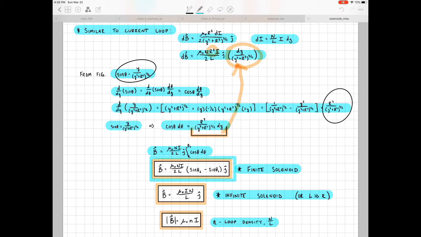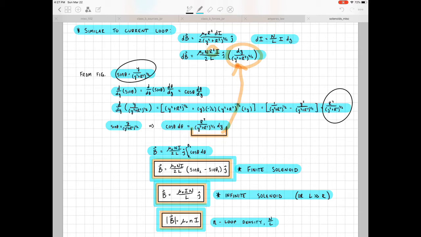And if I allow the solenoid to be infinitely long, or in practice, if the length is significantly larger than the radius, then the field inside the solenoid is equal to mu naught I n over L. And that often would get written like this, and I believe it's done like this in the book, mu naught little n I, where little n is the loop density. So that's n, the number of loops, divided by L, the length of the solenoid.